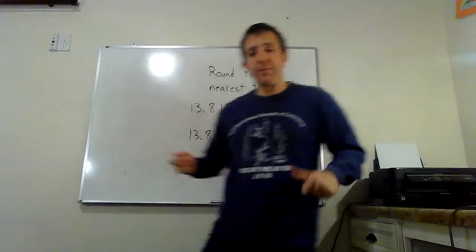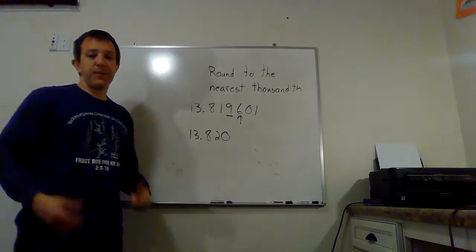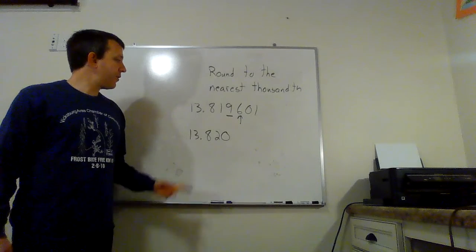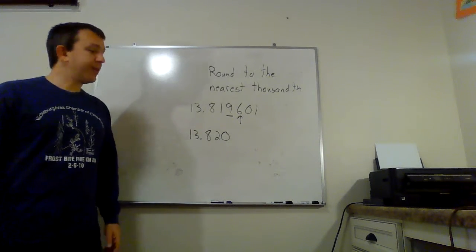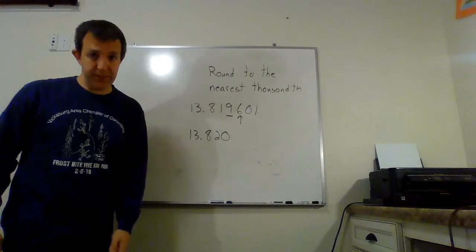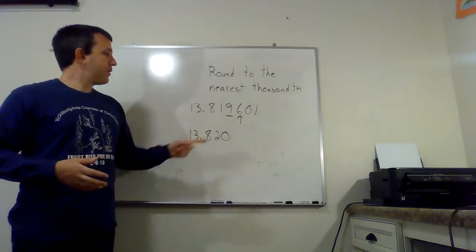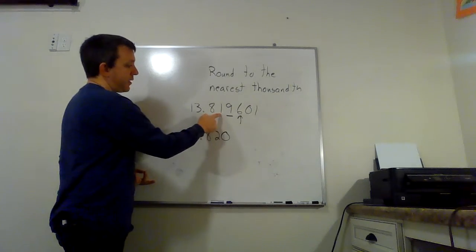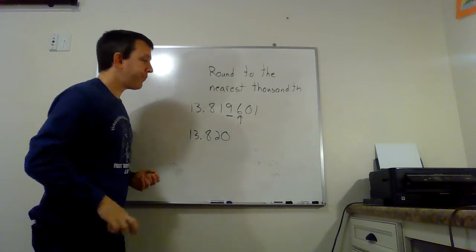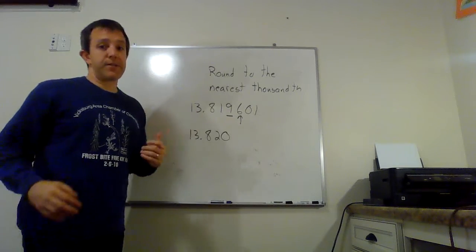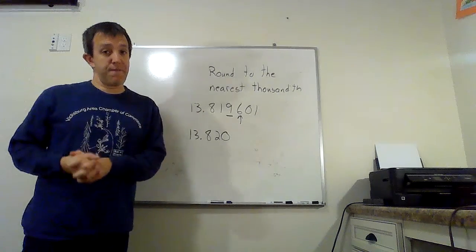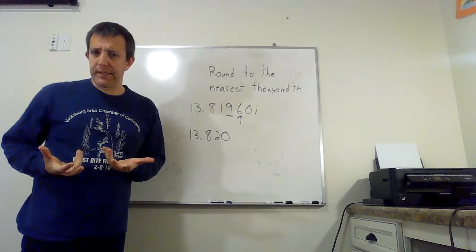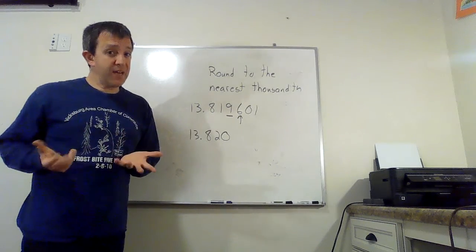All right, so next, let me move over to this side. Next, I have a little bit strange example for us to look at. Round to the nearest thousandth. So here you can see my number, 13.819601. A lot of decimal places. So I underline the 9 because the 9 is in the thousandths place. Remember, tenths, hundredths, thousandths. And my next number is a 6. So we know that since 6 is bigger than 5, we've got to go up. But what is up from 9? 10 would be the right answer.